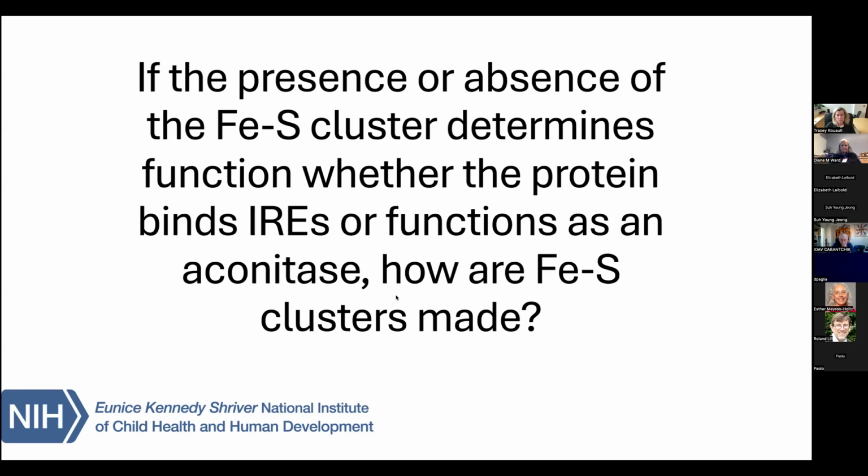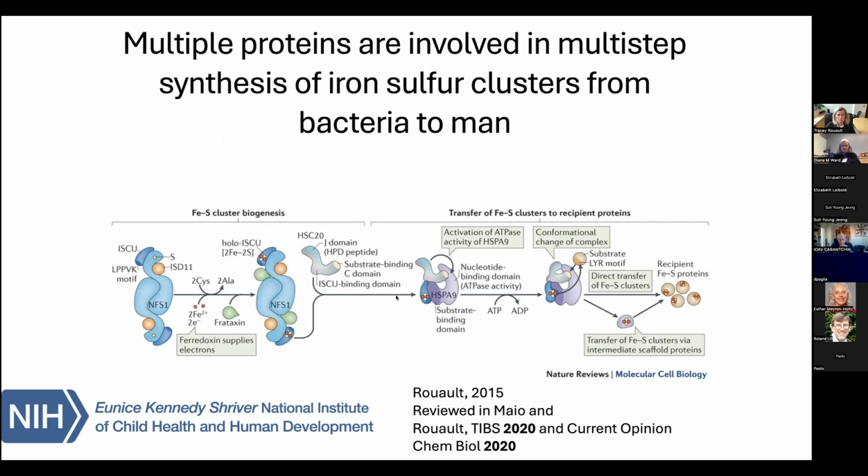Our question was, if the presence or absence of the iron sulfur cluster determines function, determining whether IRP1 binds IREs or functions as an aconitase, how are these clusters made? And we got a good lead from the work of Dennis Dean and his colleagues working on the E. coli operon, in which they identified proteins that are involved in obtaining sulfur for synthesis of the cluster, a scaffold protein known as ISCU, upon which the nascent cluster is synthesized. And the operon handily also contained a chaperone and a co-chaperone.